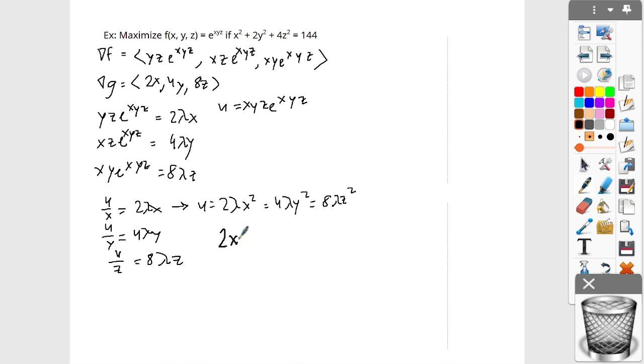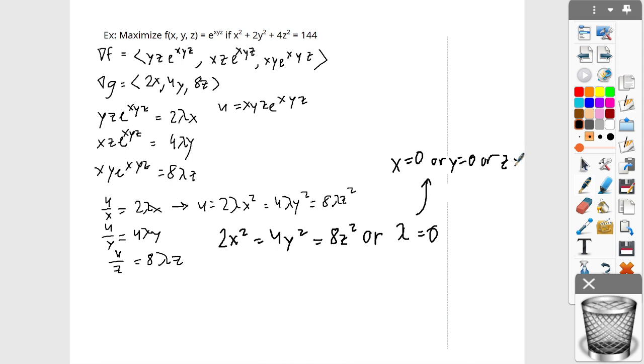So first of all, I'm going to say 2x squared plus 4y squared plus 8 equal to 8z squared. Or you can have lambda is equal to 0. So when lambda is equal to 0, what do you get? From this equation, you will get either x is equal to 0, or y is equal to 0, or z is equal to 0. And when either of them is equal to 0, f is equal to 0. So when f is equal to 0, maybe that's the minimum, maybe that's the maximum. I don't know, but we'll see.